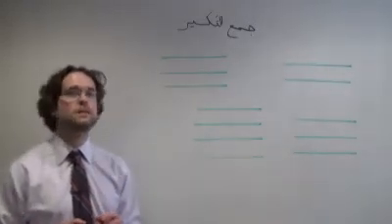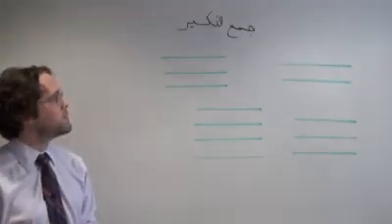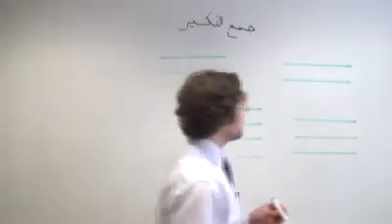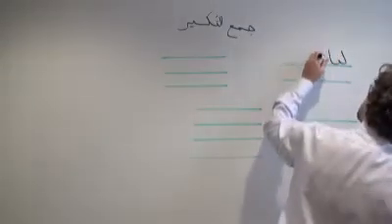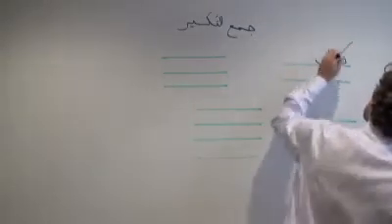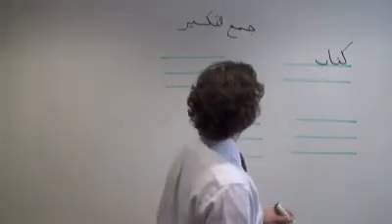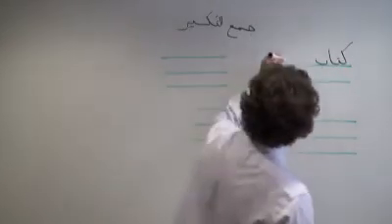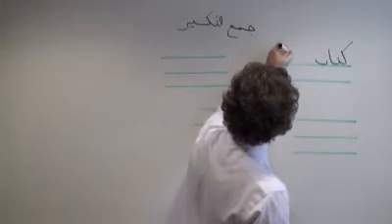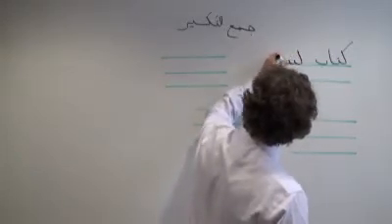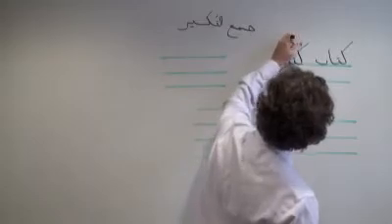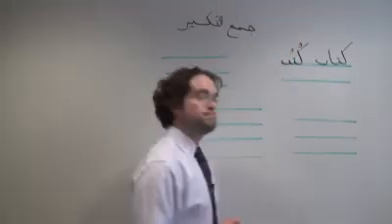So let's take a look and a listen at a couple of examples. Kitab. If we're talking about more than one kitab, a group of three or more, we would refer to them as kutub.